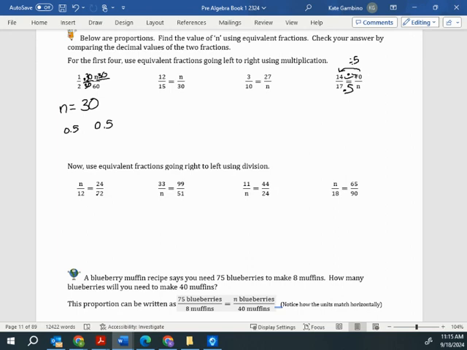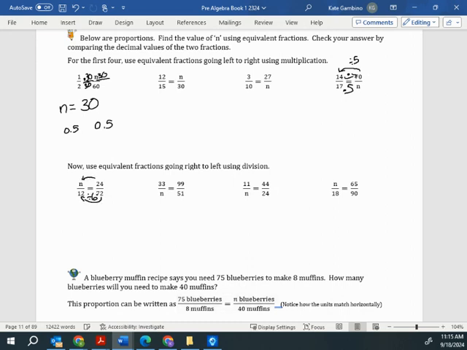72 divided by what scale factor is going to give me 12? Or 12 times what number gives me 72? So again, you can put it into your calculator. 72 divided by 12 gives me what answer? What do you think, Robbie? 6. I divided by 6 to get 12.